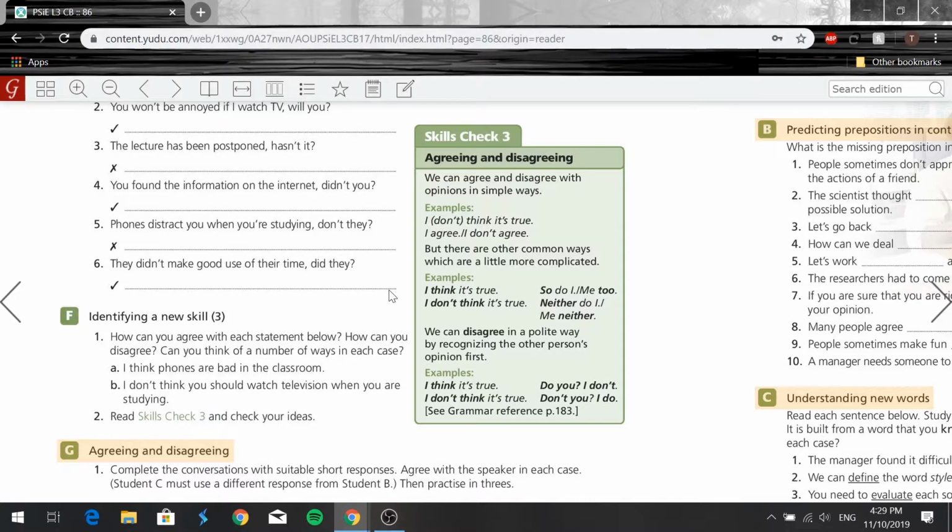But it's not just that. There are other common ways, but they're a little bit more complicated, but don't worry, they're not that hard. It's simple. So I can say I think it's true, right? If someone says, hey, did you know that maybe Pluto is considered a part of a planet in the solar system, I can say I think it's true. This is just an example off the top of my head, by the way. So someone else could reply and say, hey, me too.